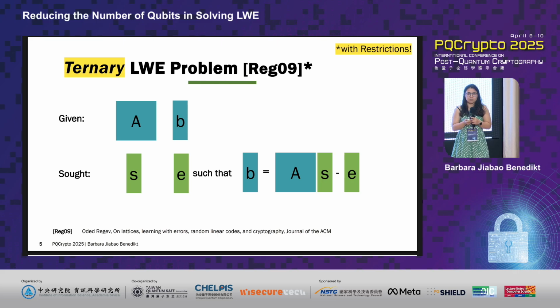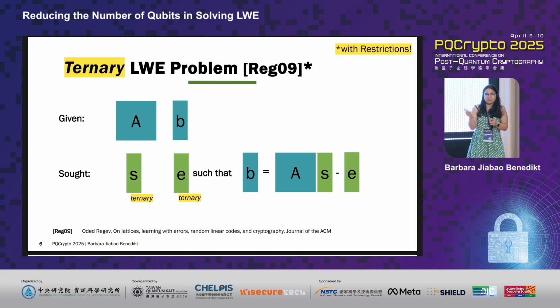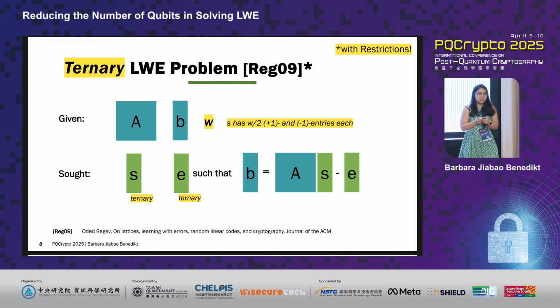However, in my talk, we're going to look into a special setting of the LWE problem, the ternary LWE problem, meaning that the vectors S and E are both ternary, so every entry is either 0 or plus minus 1. We also assume that a further parameter W is given, which gives us the number of plus 1 and minus 1 entries of the solution vector S. How can we solve this ternary LWE equation?